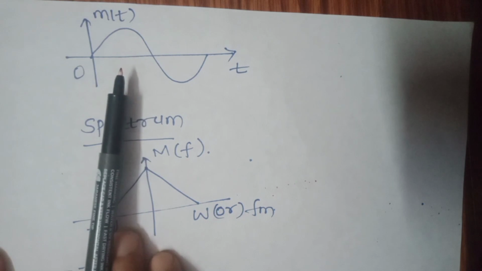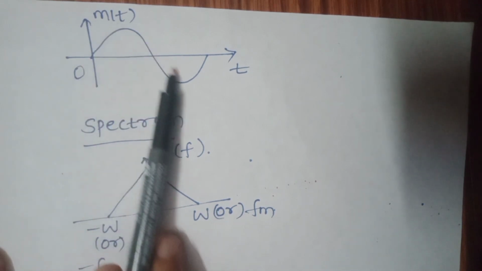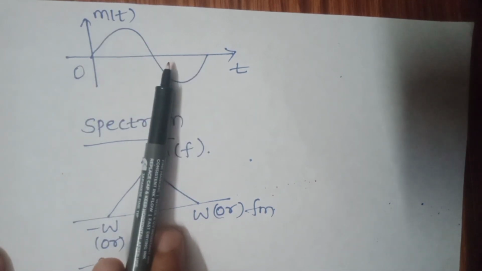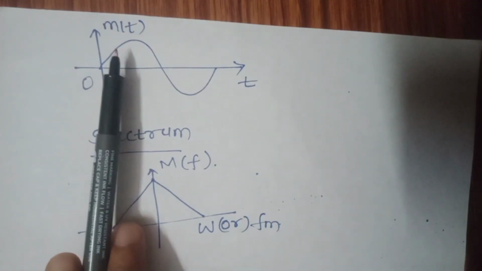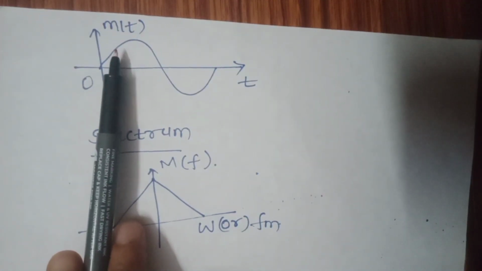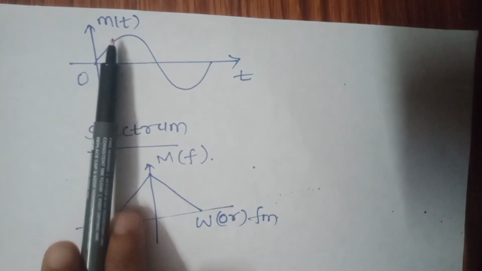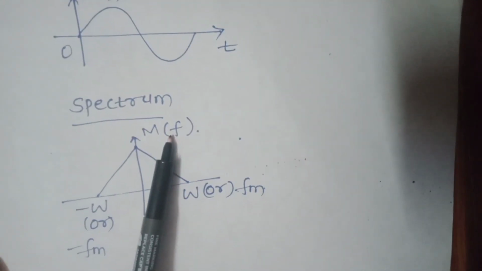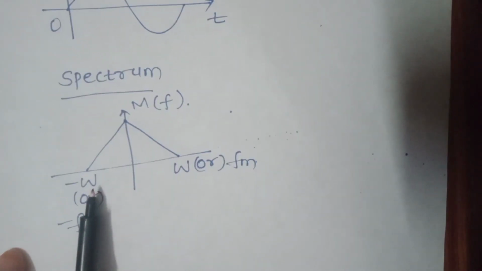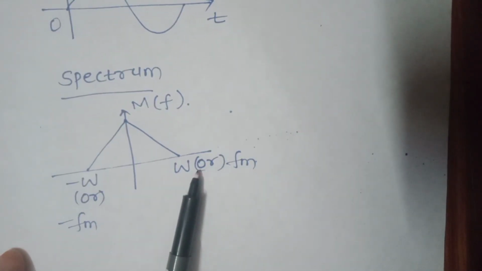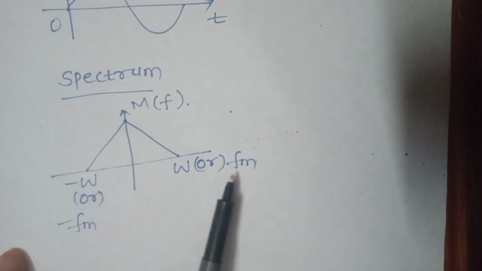The output of the LPF filter is our modulating signal, a low frequency signal, and its spectrum is, so m(t) is in the time domain. Okay, by applying the Fourier transform to this m(t), it will be converted into M(f) in the frequency domain. Okay, M(f), that is from minus omega to plus omega, or minus fm to plus fm.